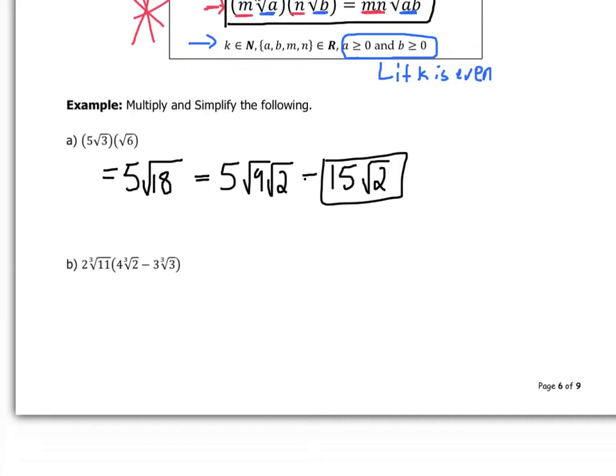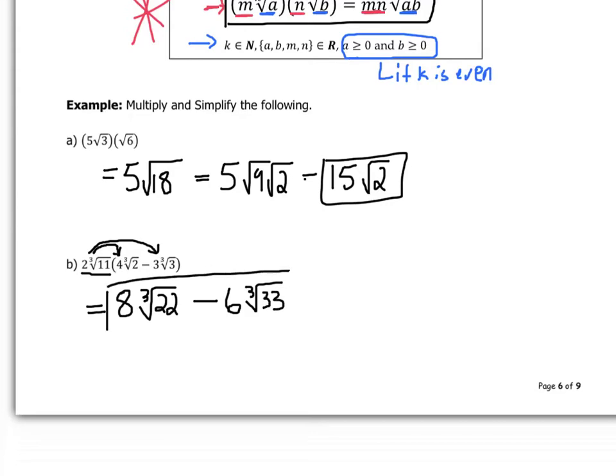Okay, in the second case here, whoa, this is going to be a monster multiplication. Let's go ahead. I'll multiply first 2 times the cube root of 11 times 4 times the cube root of 2. That gives me 8 up front times the cube root of 22. In the second multiplication, that's 2 times the cube root of 11 times negative 3 cube root 3. That'll give me minus 2 times 3, which is 6. And then inside the radicand, I've got the cube root of 3 times the cube root of 11. That's 3 times 11 is 33. Okay, and in fact, I am now done.